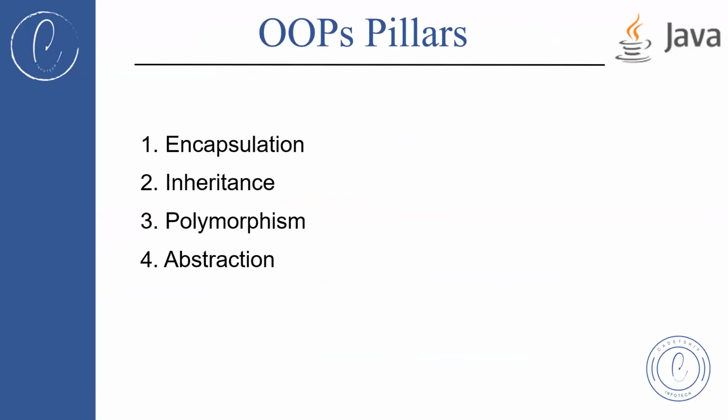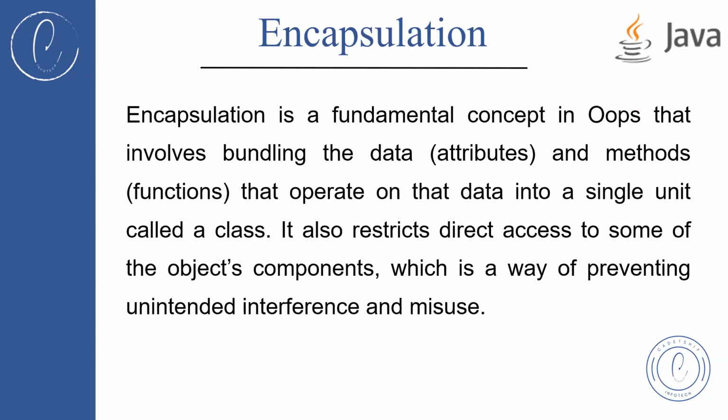So moving forward, OOPs has four main pillars. What are these four main pillars? These are encapsulation, inheritance, polymorphism, and abstraction. So these are very important concepts. So first we will be learning about encapsulation in this video. So encapsulation is a fundamental concept in OOPs that involves bundling the data and methods that operate on that data into a single unit called a class.